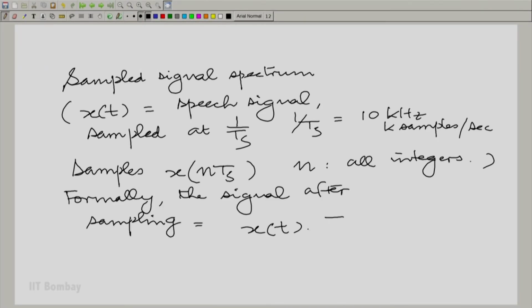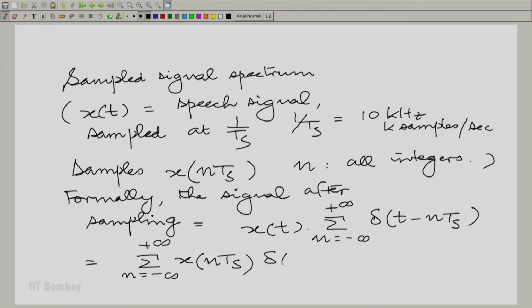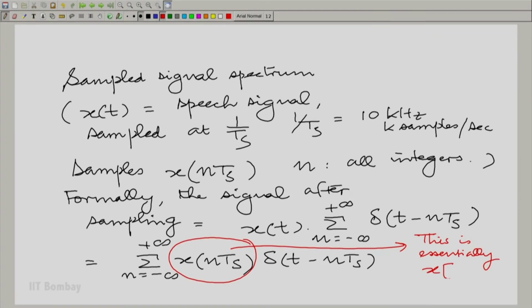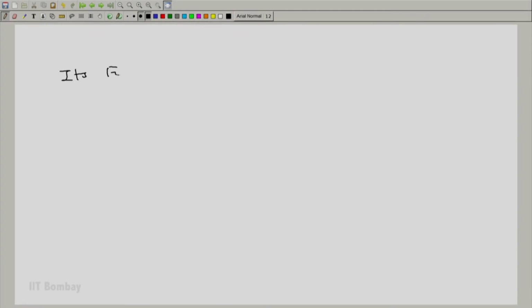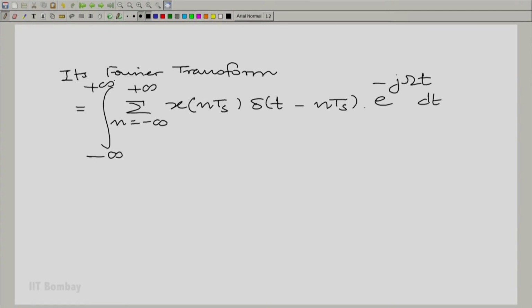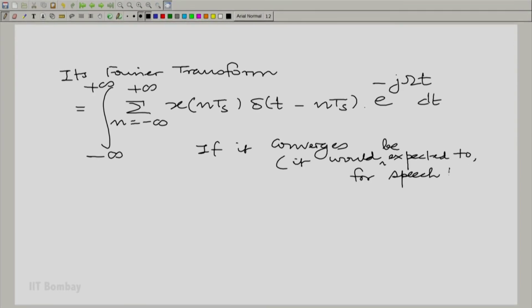It is x of t multiplied by the uniform train of impulses, which can be written in the following way. And what we are calling x of n is really just this. This is x of square bracket n. Now, let us take its Fourier transform. Now, we know how this impulse operates, and let us hope this Fourier transform converges. It would be expected for speech, is not it?